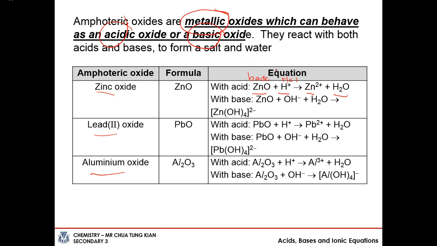But if I were to switch the H plus out for KOH, I now have a base and an acidic oxide reacting to give me a salt and water. So depending on what the other reactant is, amphoteric oxides can behave either as an acidic oxide or a basic oxide. With acid, this is a basic oxide. With a base, this is an acidic oxide. So these are called amphoteric oxides.